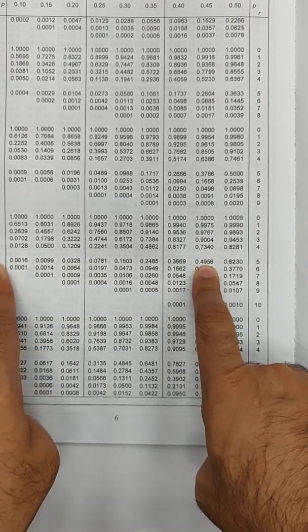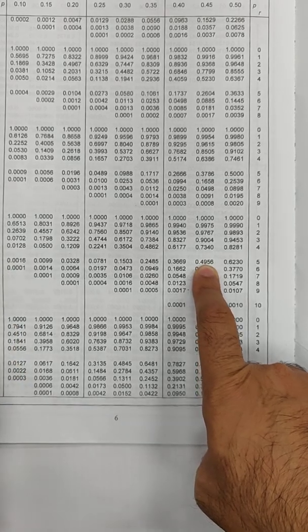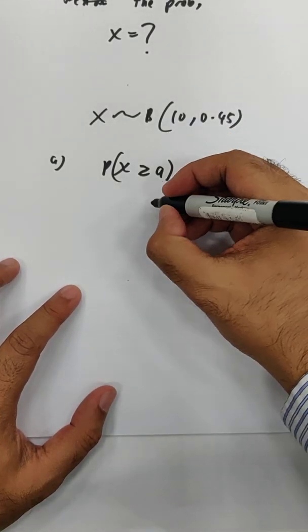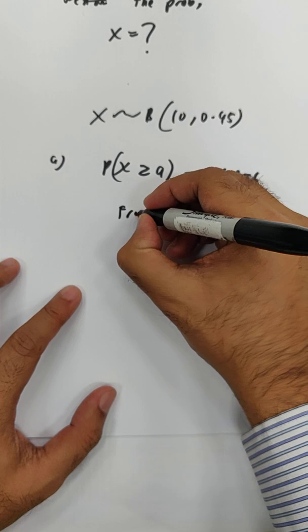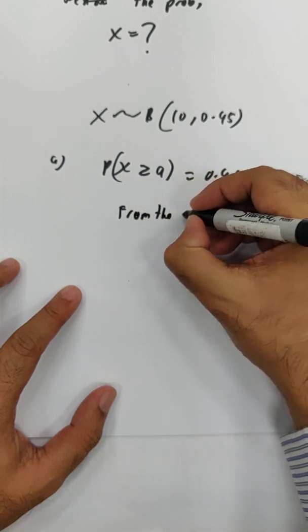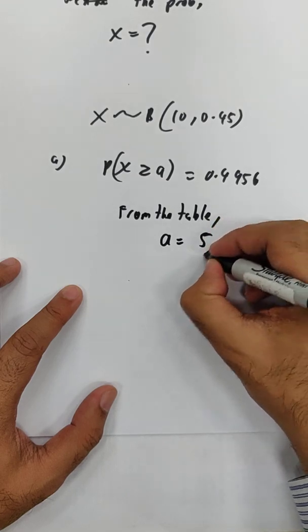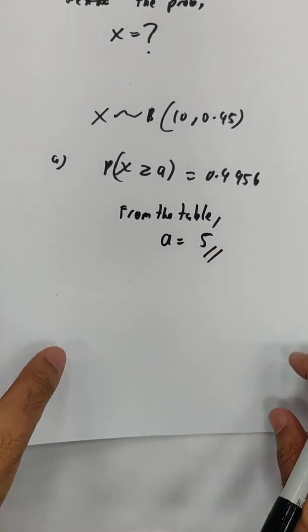Okay, this is the reverse process. It's not that difficult. You just need to be a little bit calm. So from the table, a is equal to 5. Okay, so let's try another example.